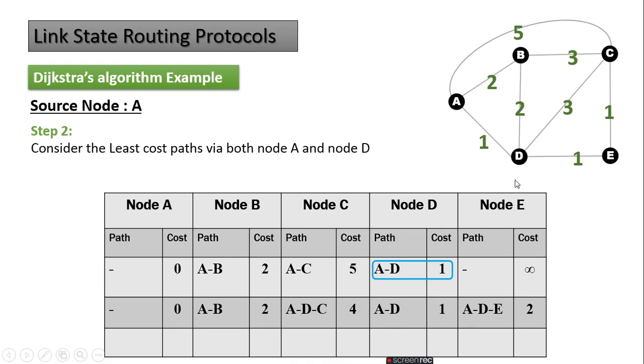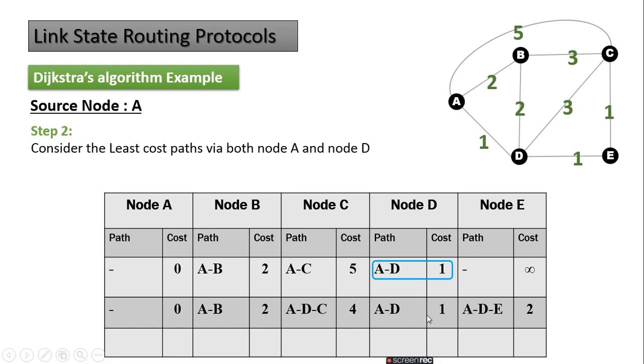What about E, which was previously unreachable? Now previously we couldn't reach E, that's why it said no path with infinity, but now you can go ADE. And the ADE path cost will be 2. Okay, so that's our second step.